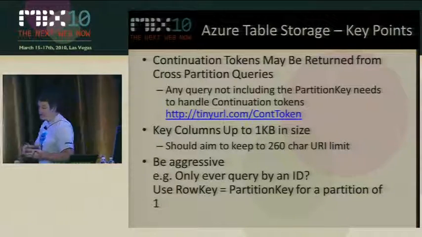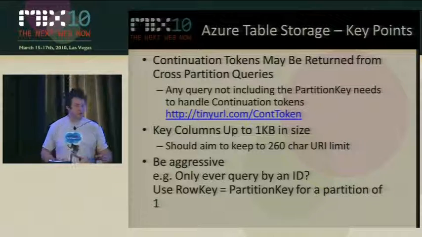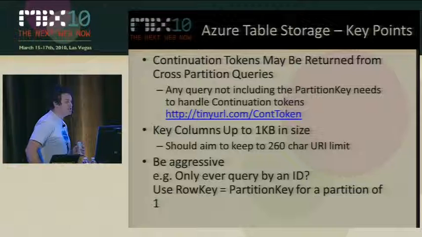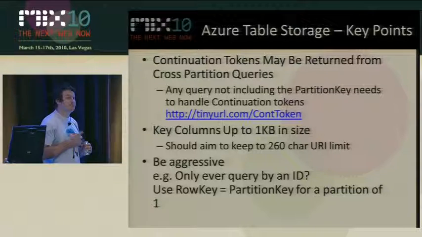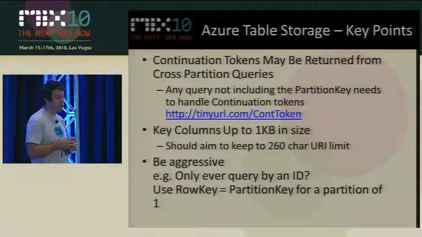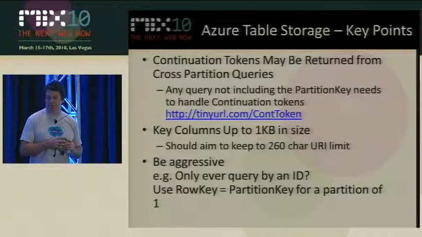A few things to note. If you make cross-partition queries, you are, at some point in time, going to end up with a continuation token back. A continuation token is the mechanism by which pagination is typically achieved with Azure table storage queries.